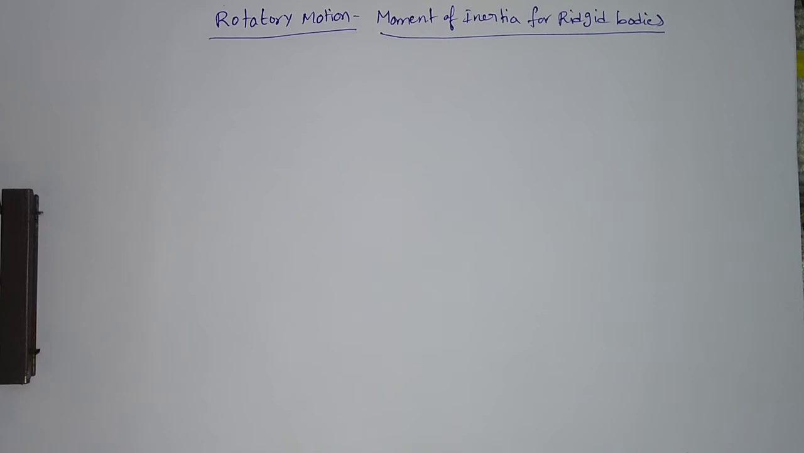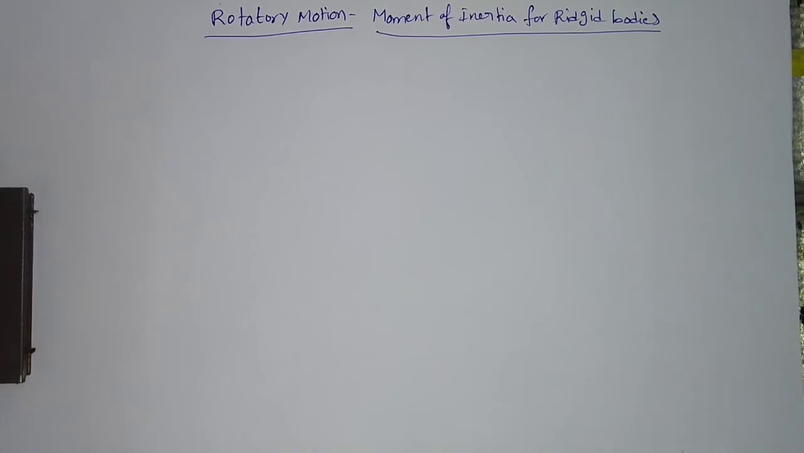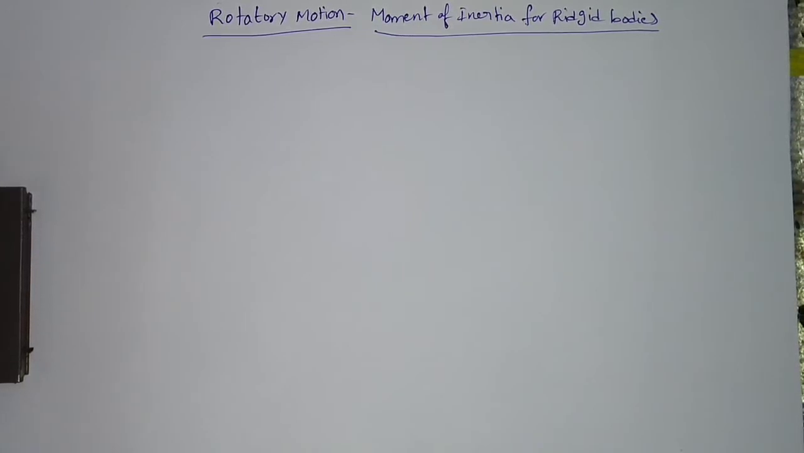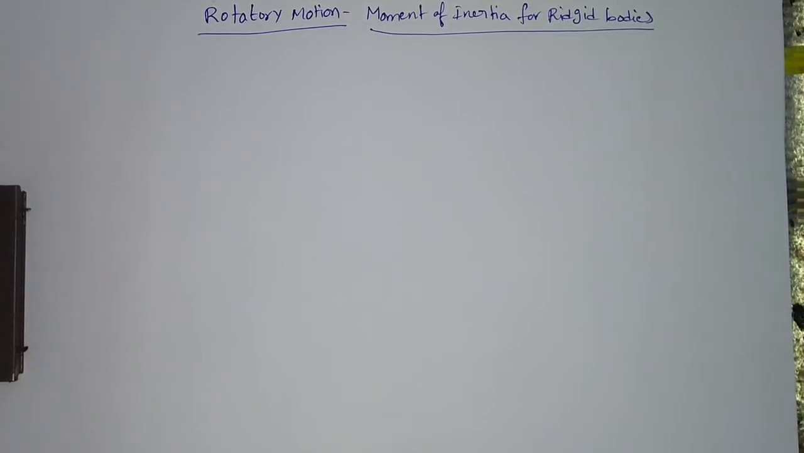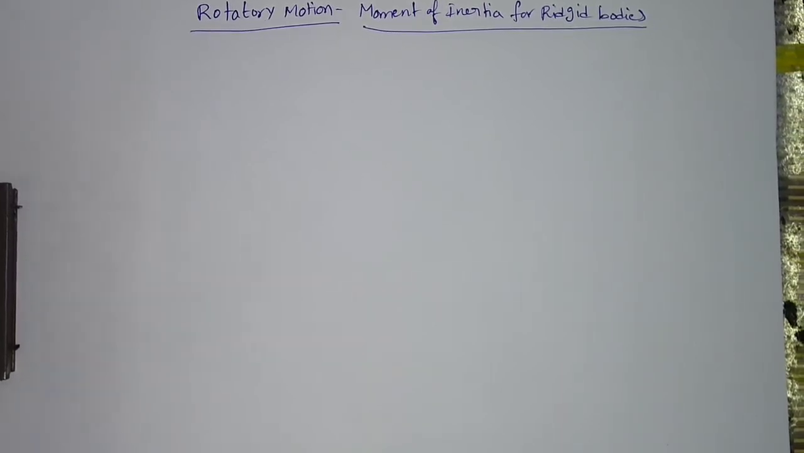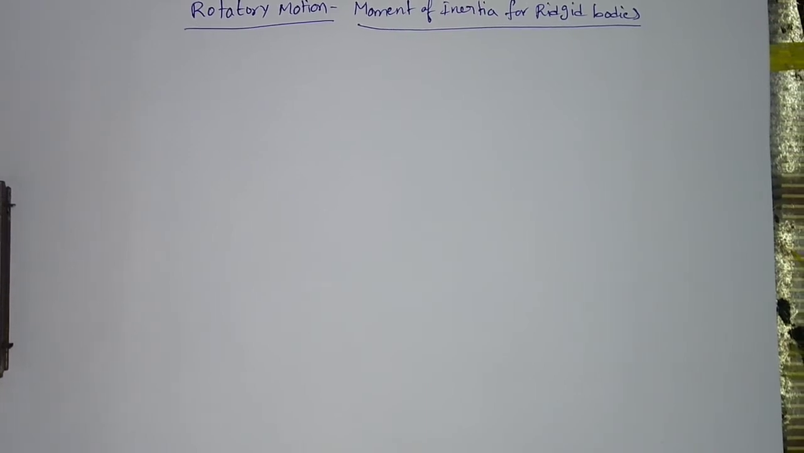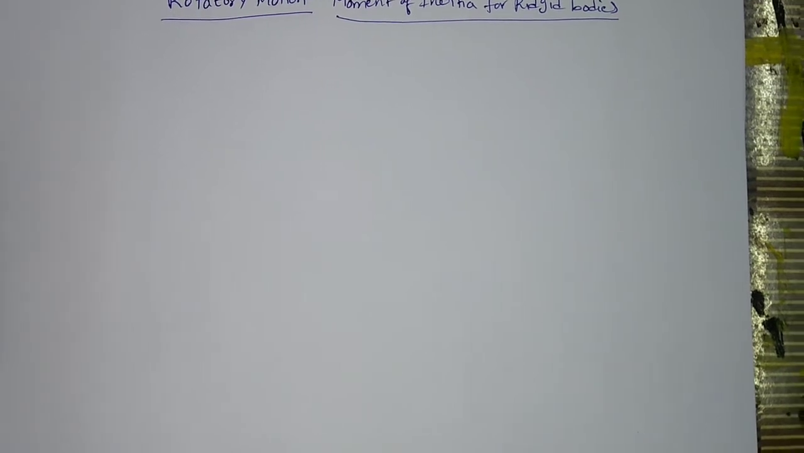Hello, good morning, students. Today I would like to discuss the topic of rotatory motion. Here in rotatory motion, we can determine the moment of inertia for rigid bodies, such as a thin rod, circular ring, circular disc, cylinder, sphere, rectangular lamina, etc. For these rigid bodies, we can do the derivation.